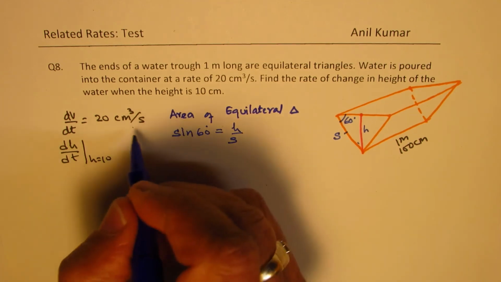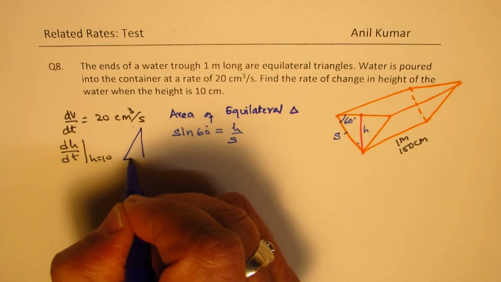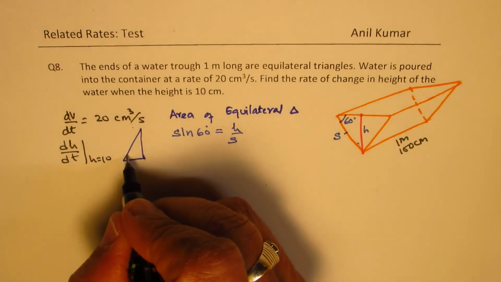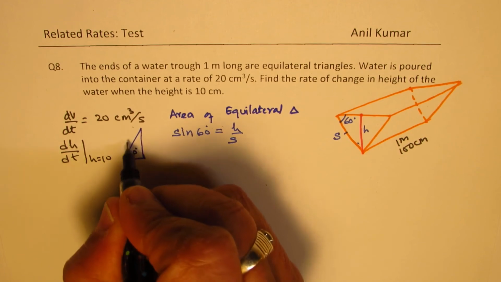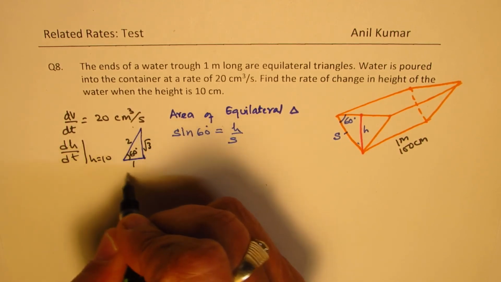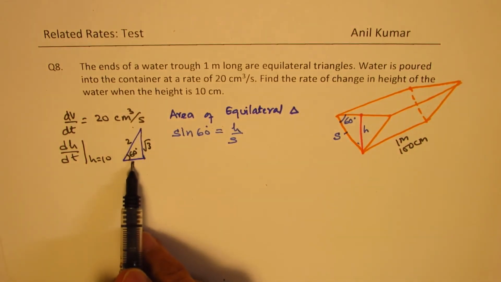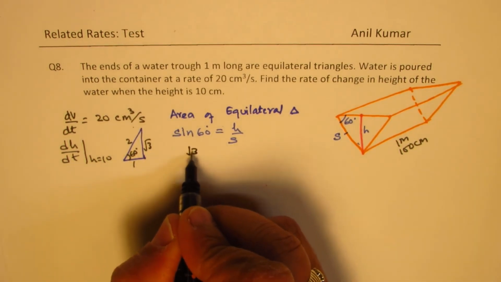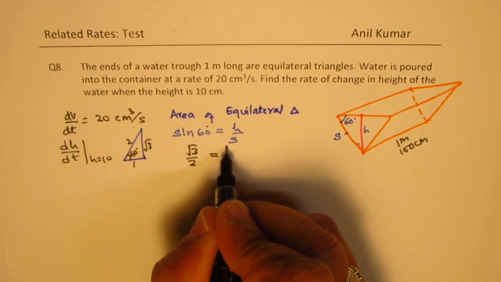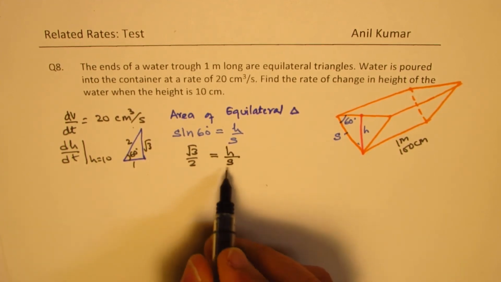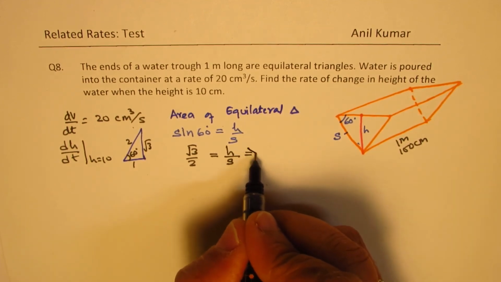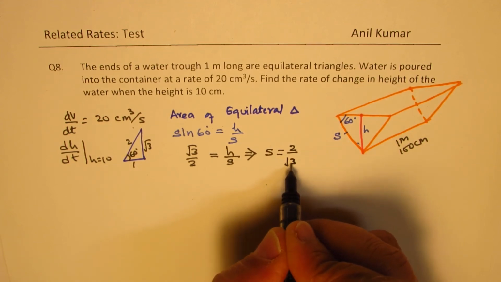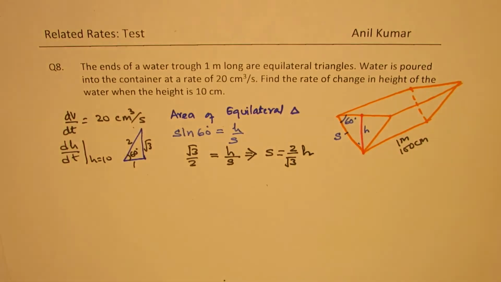Let's sketch one here on the side. This is half of the equilateral triangle, which I normally use. So that is 60 degrees. So 1, 2, square root 3. These are the ratios of the sides. 30, 60, 90 triangle, correct? So sine 60 is square root 3 over 2. So you could write this as square root 3 over 2 is h over s. So each side length s is equal to 2 over square root 3 times height. Is that clear to you?